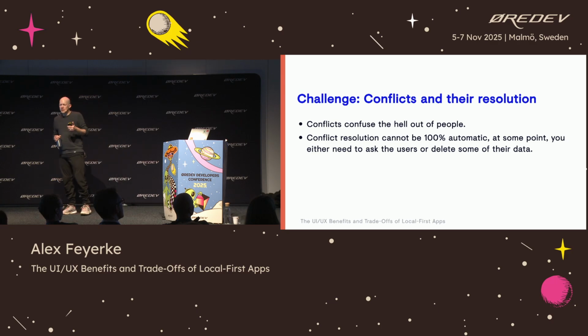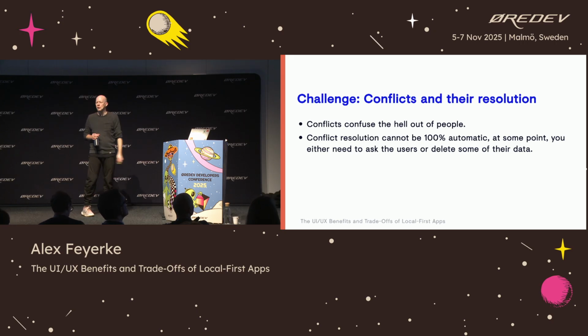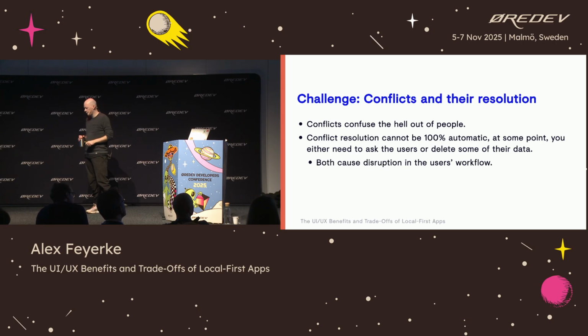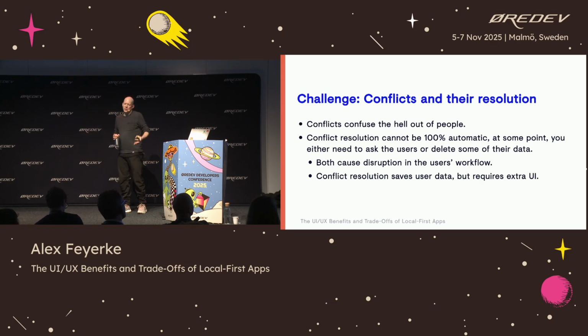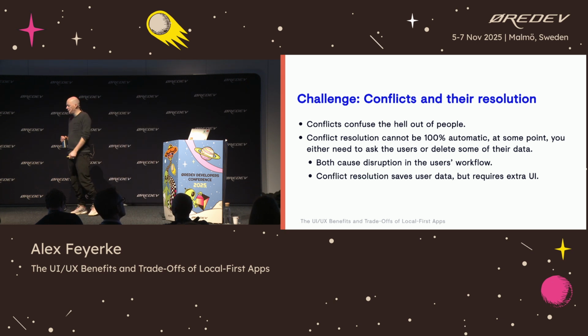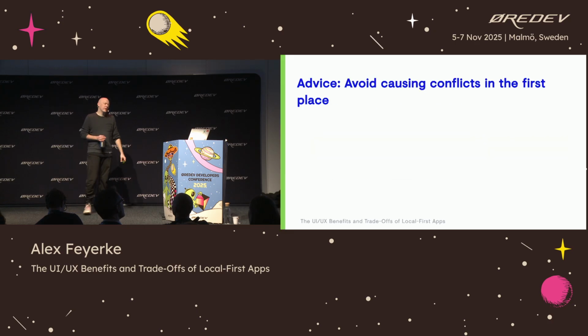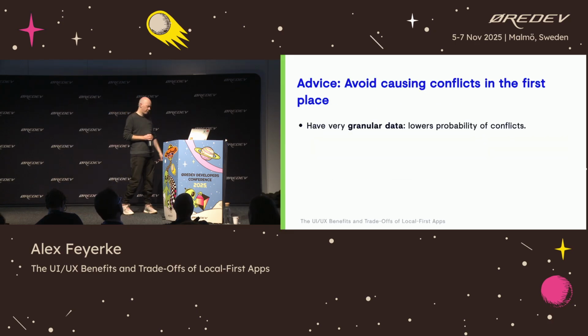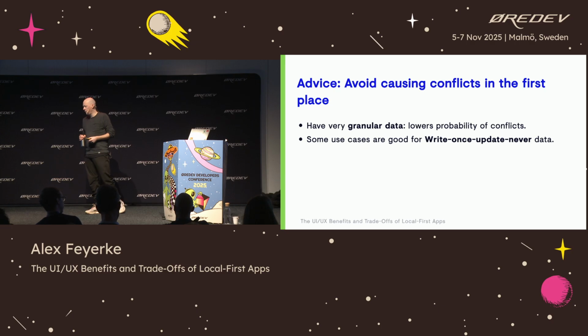At some point, you have to decide, am I going to bother the users with it so they can resolve it, or am I going to lose some of their data? Both cause disruption, and while manual conflict resolution saves the data, it requires extra user interface. Not great. So maybe try to avoid causing them in the first place. I already mentioned, keep your data small. Lowers the probability of conflicts.